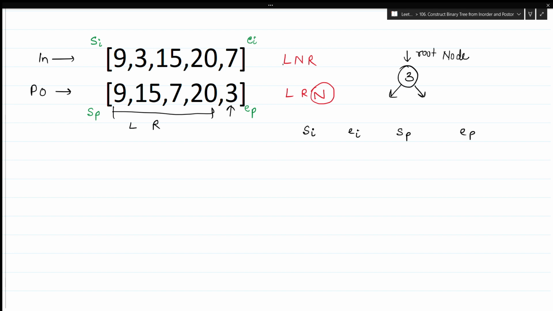I don't know what will be my left and right in the postorder. So what I need to find out is a boundary between left and right, where the left ends and where the right starts. How can I find that boundary? I can find the boundary with the help of the inorder traversal, because in inorder, all the elements present before the node are the left nodes, and all the nodes present after the node are the right nodes.